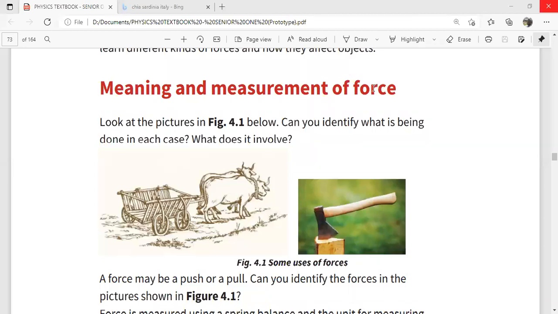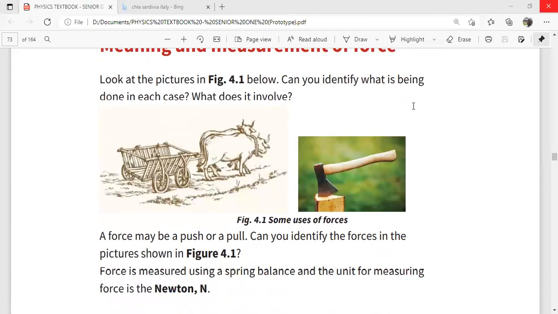Okay, meaning and measurement of forces. Are we together? Yes. We look at the picture. Can you identify what is being done in each case? What does it involve? Let us look at the cows in the beginning. What is being done there? They are pulling the cart. Is that okay? They are pulling the cart.